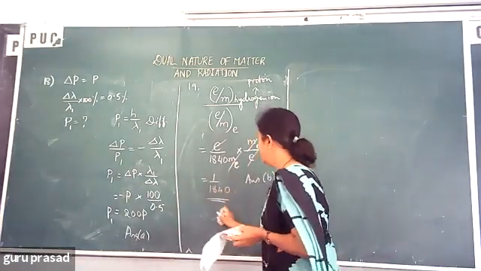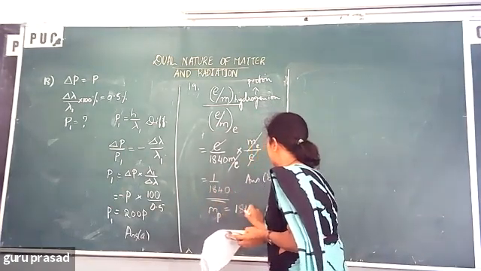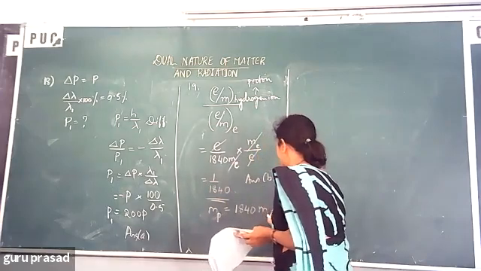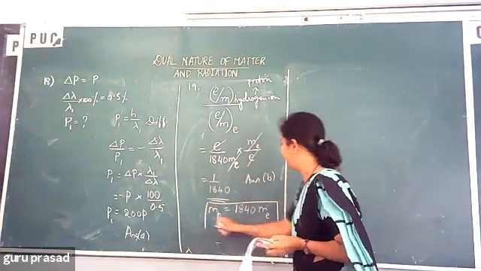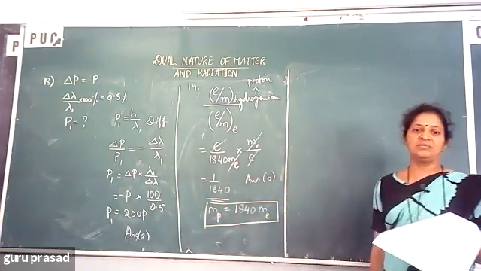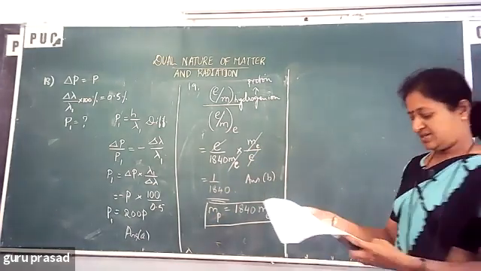Okay, you must know the mass of the proton is 1840 times the mass of the electron. This is the idea you must have. It will be useful in many cases to solve the problems. Okay. Next, 20th.